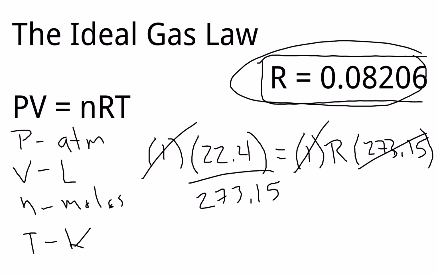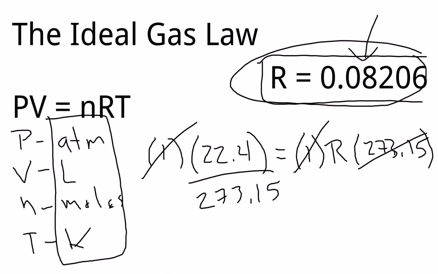Because we set these units ahead of time, when you are doing the ideal gas law, you have to have your individual variables in these given units. Because R is always going to be this value right here when we use the ideal gas law, and R has ATM, liters, moles, and Kelvin built into it.